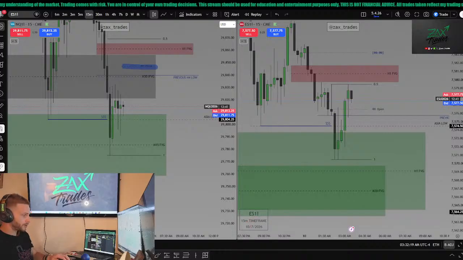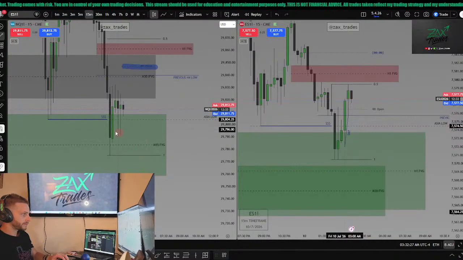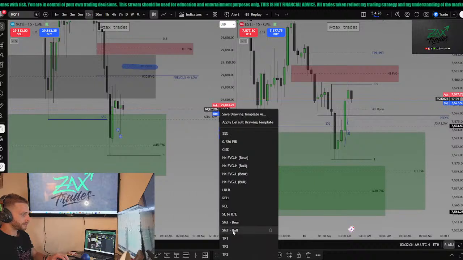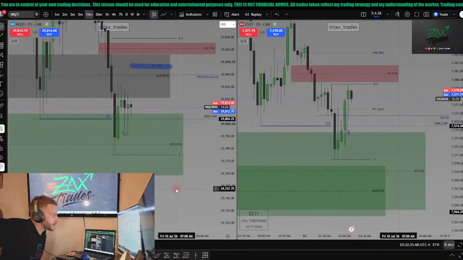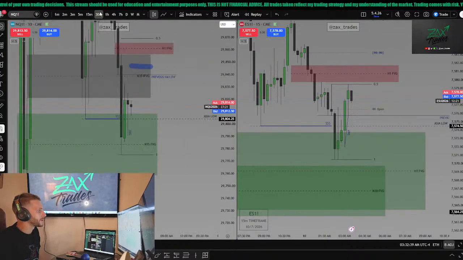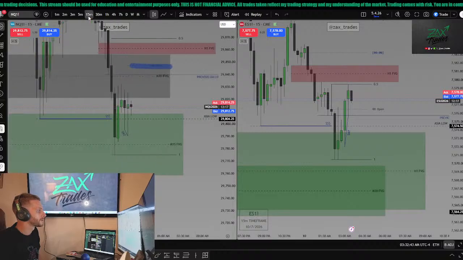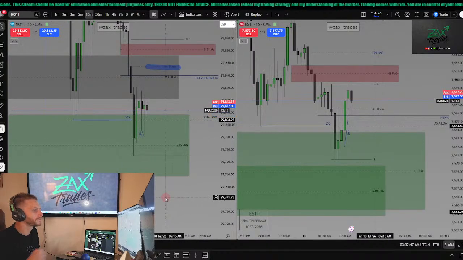Actually, we already have a bull here. 15-minute. Let's see if it continues to, 15-minute S&P.